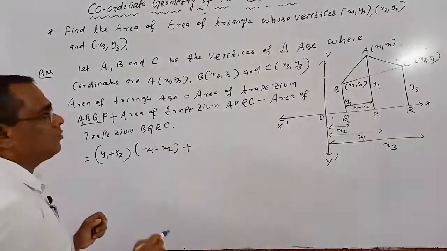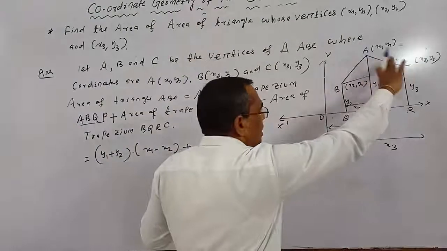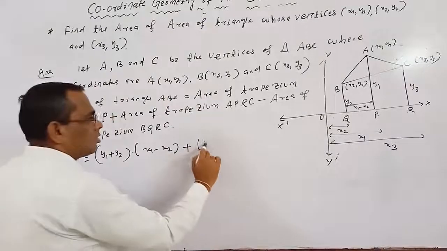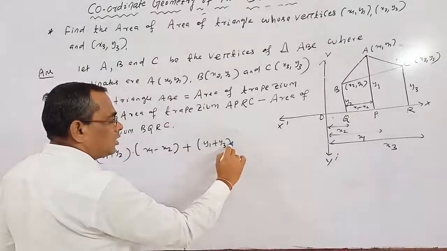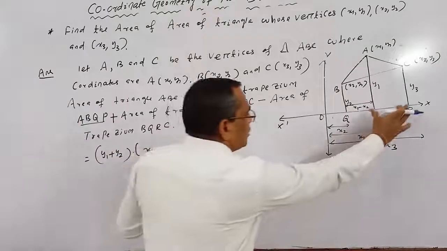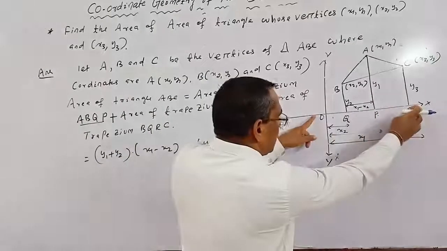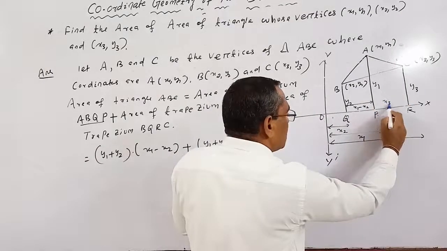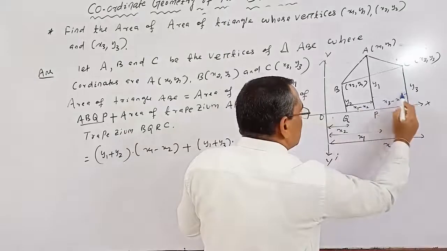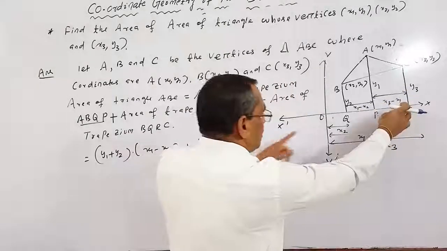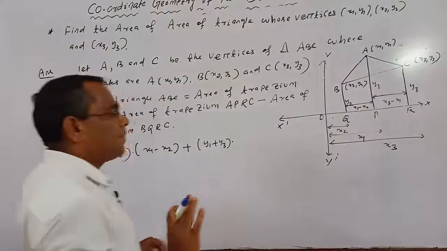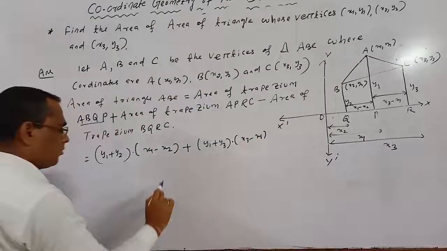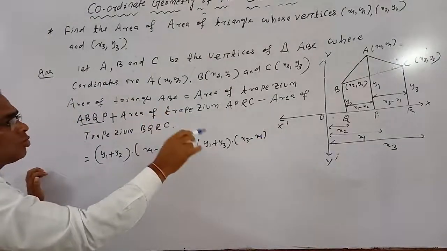plus area for trapezium APRC, means this side are parallel, that means the sum of length of two parallel sides. So y1 plus y3 into height, height means this height. So this distance is x3 and this one is x1. So this distance is x3 minus x1. This one is x3 minus x1. Okay. This distance is x3 minus x1. Do you understand? Minus area for trapezium BQRC.